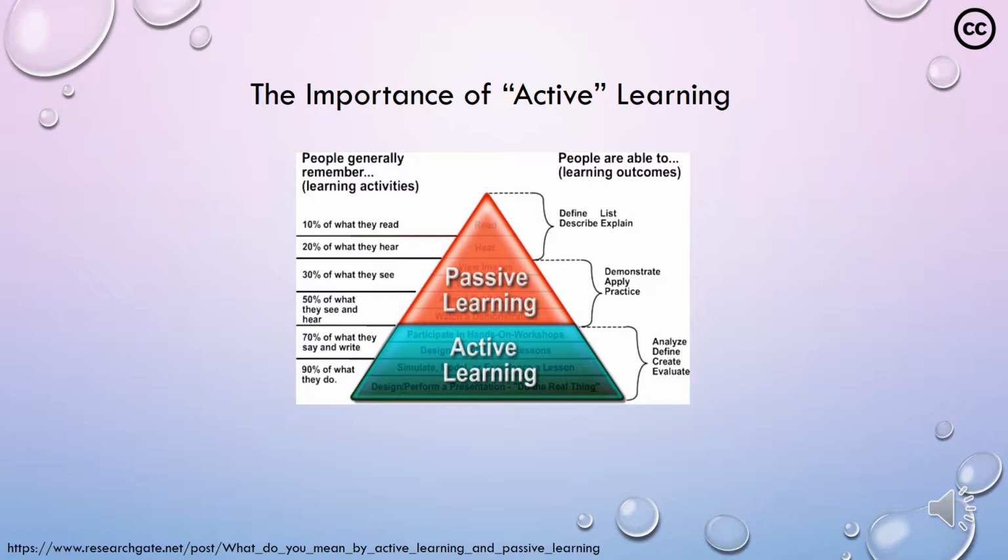The graph also shows that people are able to analyze, define, create, and evaluate when they're actively learning. When they're passively learning, they can define, list, describe, demonstrate, and apply, but they are not able to create, evaluate, or analyze, which are important in student learning.